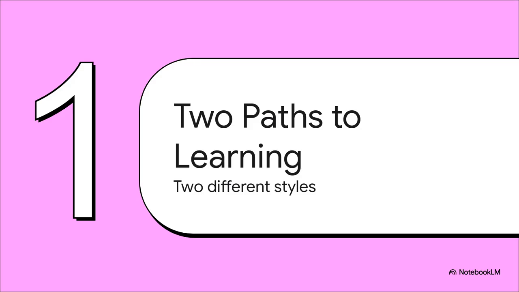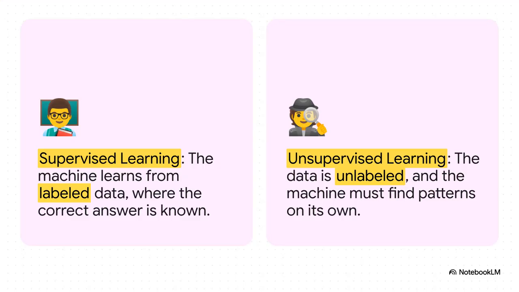So the first thing you've got to understand is that machine learning isn't just one single thing. It's more of an umbrella term. Broadly speaking, there are two main paths, two different ways a machine can learn from the data we feed it. Think of it like two totally different styles of teaching. And here they are: supervised and unsupervised learning.